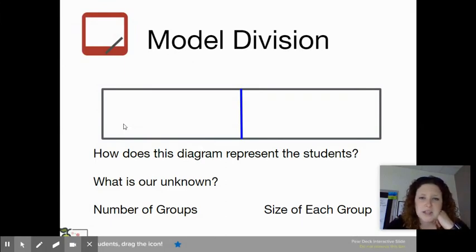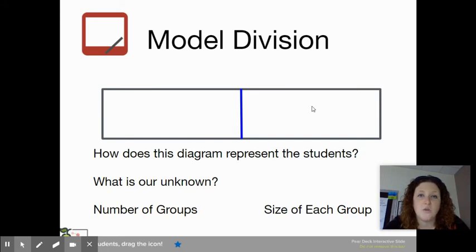So how does this diagram represent the students? Are you thinking what I'm thinking? There are 2 sections because there are 2 students. So let's say their names are Billy and Bobby. Here's Billy, here's Bobby, and now we're going to figure out how many crackers each one gets.